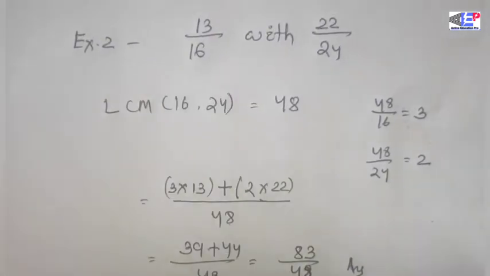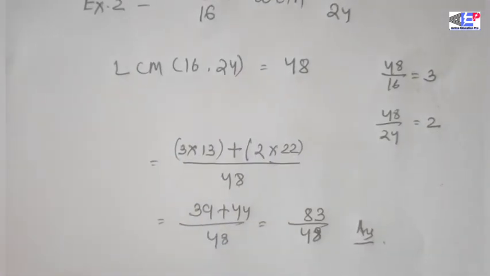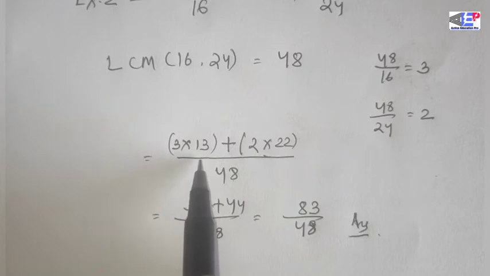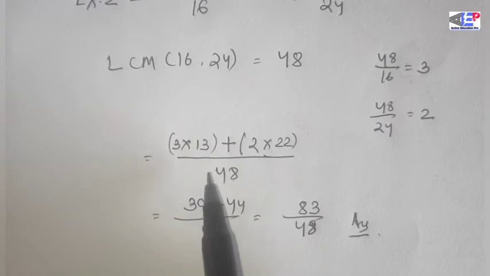If we add 13 by 16 with 22 by 24 by taking the LCM of the different denominators, the addition result will be 83 by 48. For your understanding, I wrote each and every step in detail. Otherwise, you can skip these steps by multiplying in your mind.